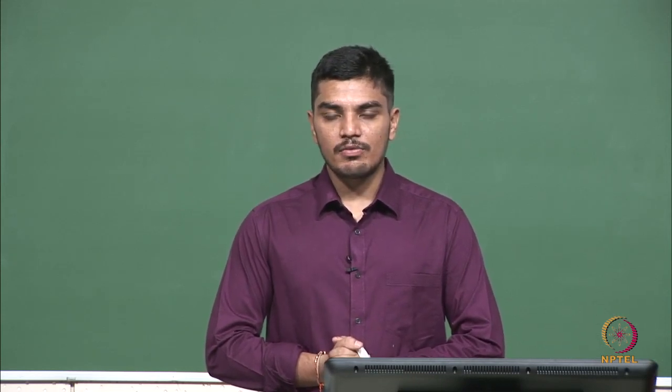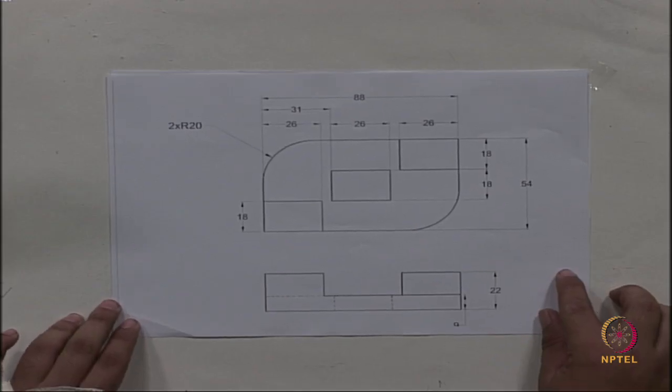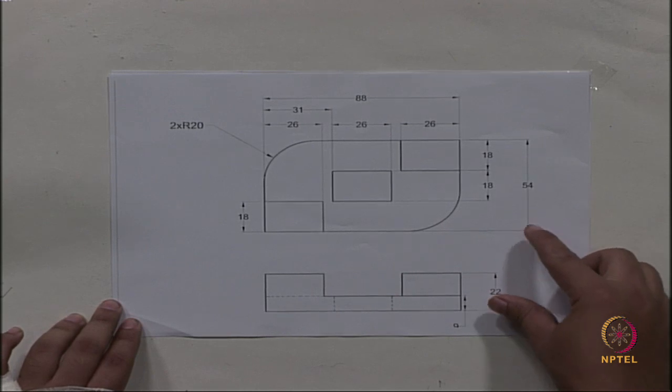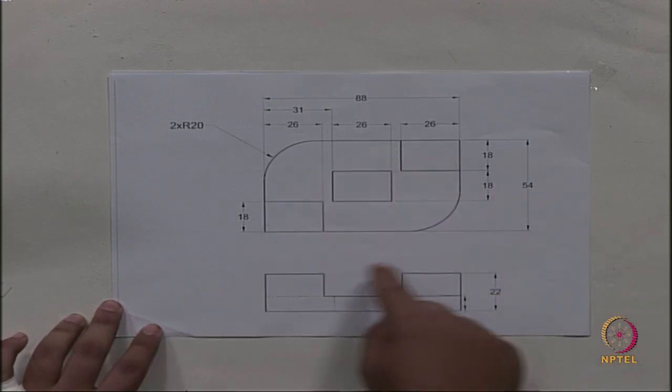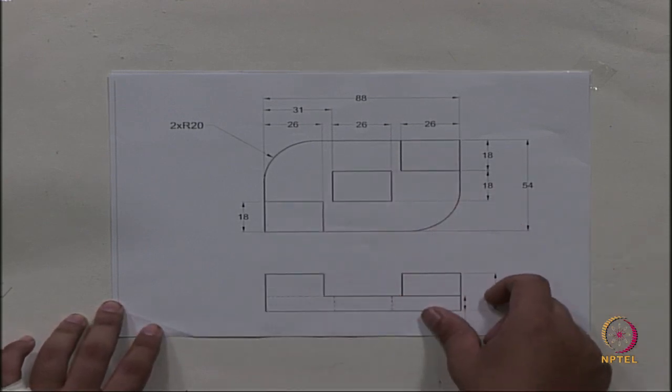In this week, Professor Naresh has discussed pictorial drawings and construction of isometric drawing. In this session, we will solve a question regarding the drawing of isometric views. So, let us see the question. In this question, we need to draw the isometric view from these two orthographic views.